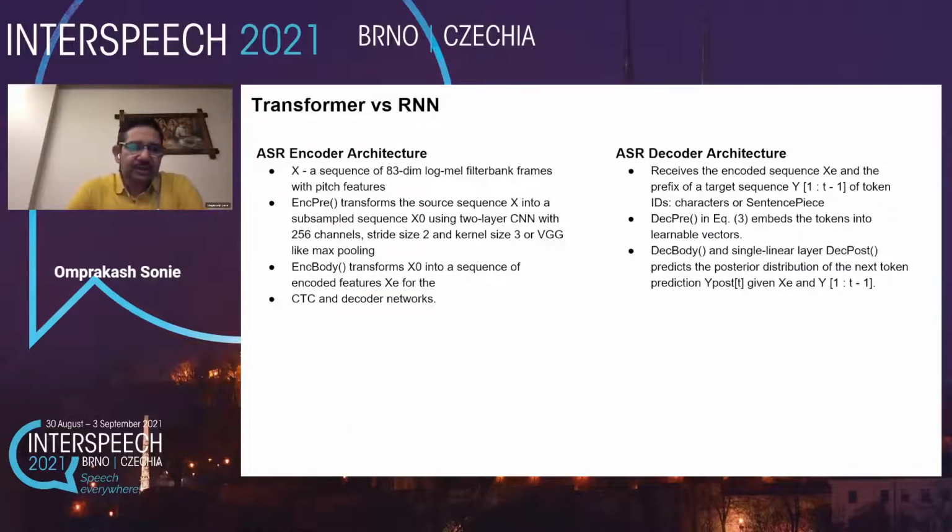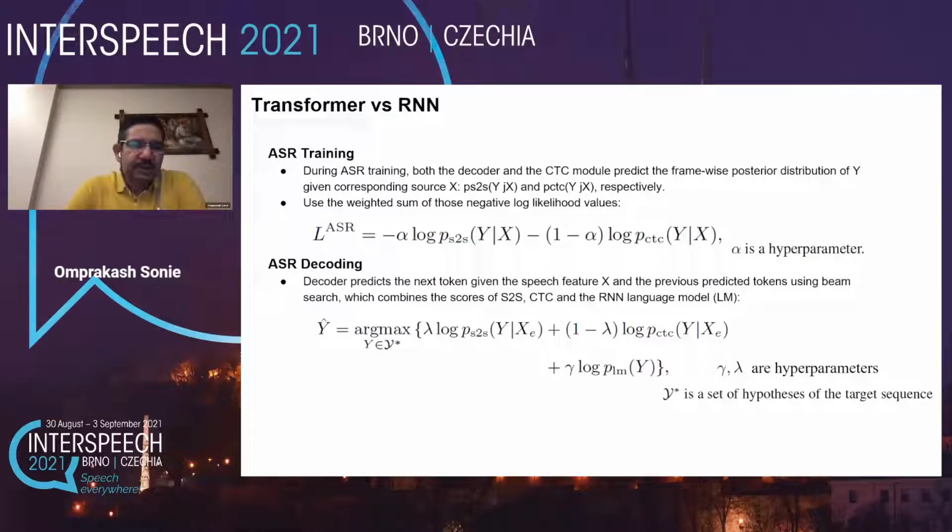So I covered verbally what was there in the previous architecture. Then, coming back to the training point of view, we compute the CTC and predict the frame-wise posterior distribution, and then use the weighted sum of these negative log likelihood values during the training part. And during the decoding part, we use beam search, and using the beam search we combine the scores and then do the decoding.